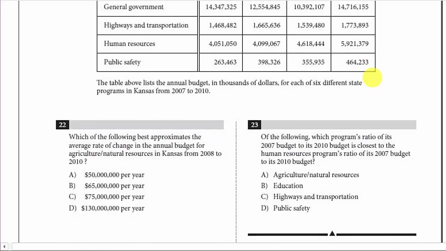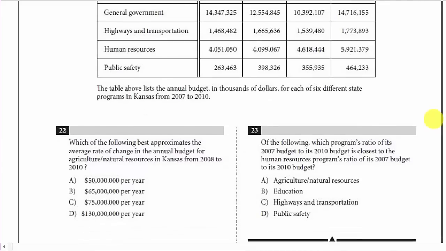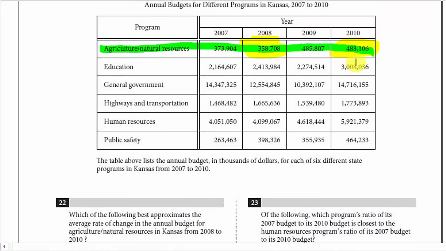All right, so 22: which of the following best approximates the average rate of change in the annual budget for agricultural natural resources in Kansas from 2008 to 2010? Agricultural natural resources means we're on this line right here, and they want 2008 to 2010, so we're interested in this value and this value. The average rate of change is just the slope.